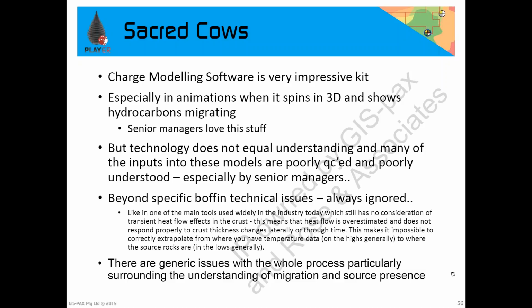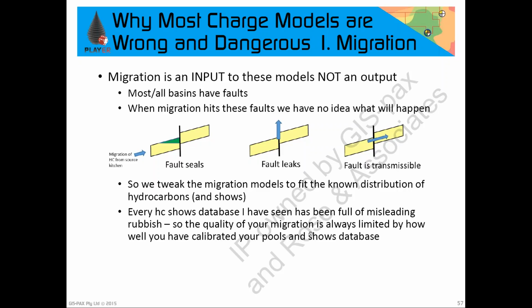There's one that actually doesn't even have transient heat flow, which is a fairly fundamental thing in most charge modeling packages. And that's used by about half of the industry today, which is incredibly scary. But beyond arguing about the specifics of widgets, there's a couple of generic issues with all of them which I struggle with, and that's fundamentally understanding migration and source presence. So let me talk about those two aspects.